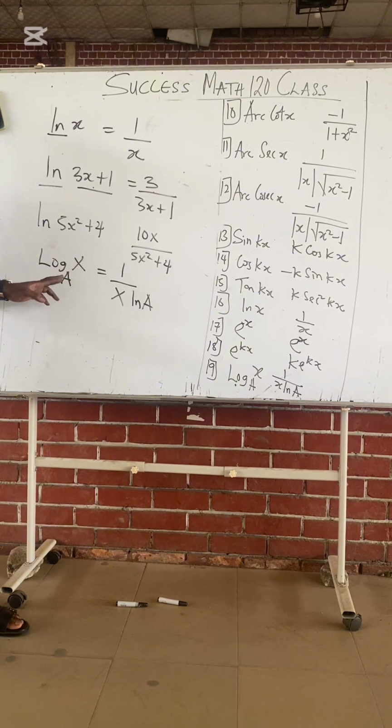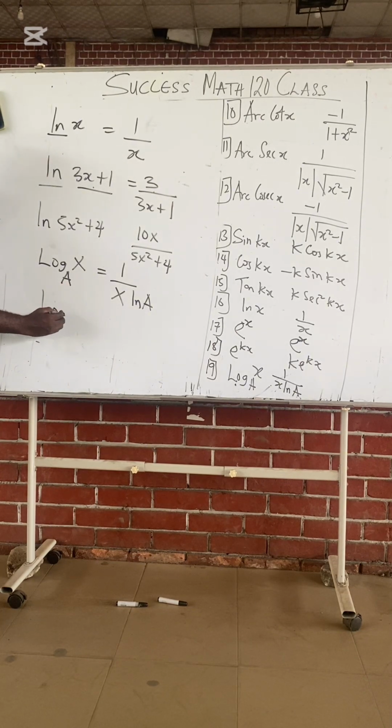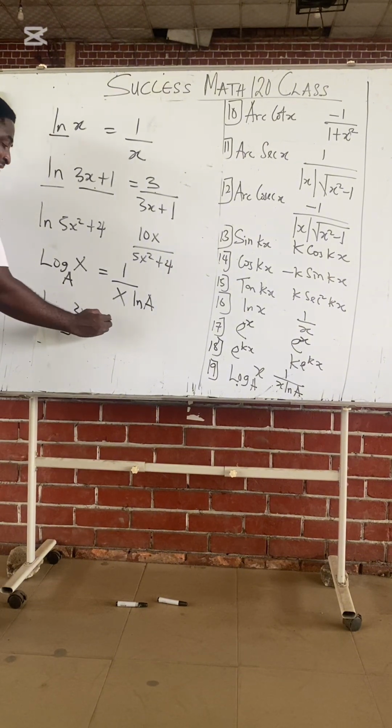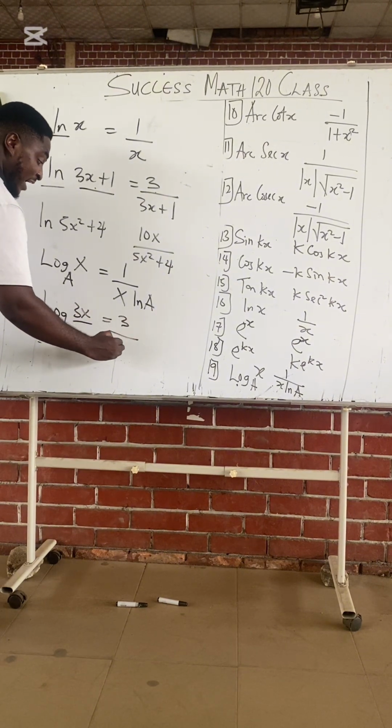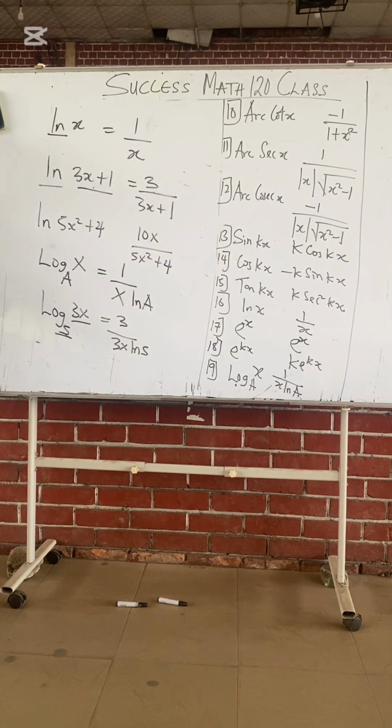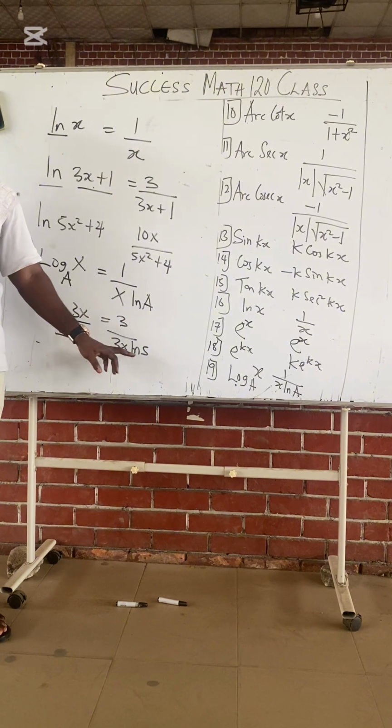Differentiate log x base a. Differentiate x, don't you have 1? You have. Now repeat the x under, over x ln a. Let's take another question to see what I mean. Differentiate log 3x base 5. Differentiate 3x, what do you have? 3. Now repeat the 3x under, all over ln of the base, ln 5. So differentiation of log 3x base 5 is 3 all over 3x ln 5.